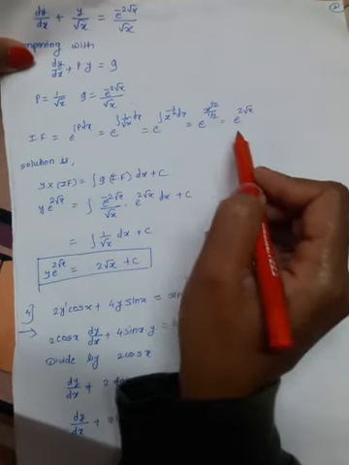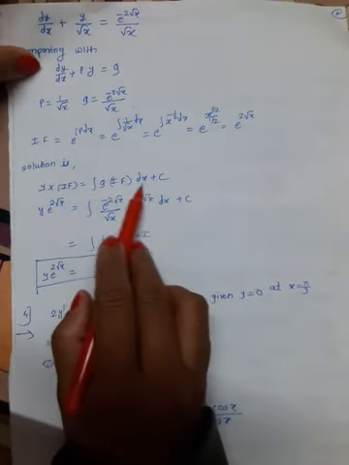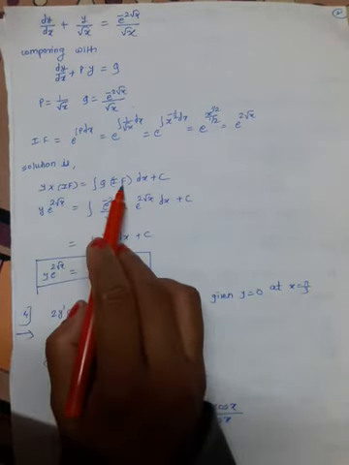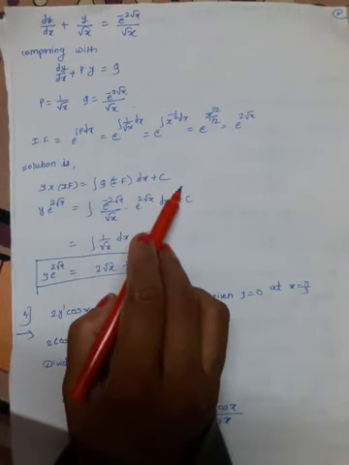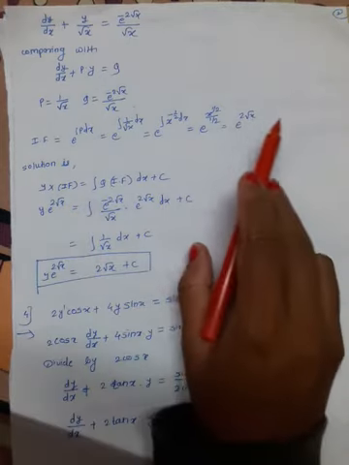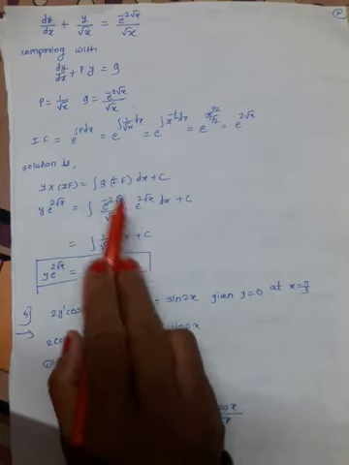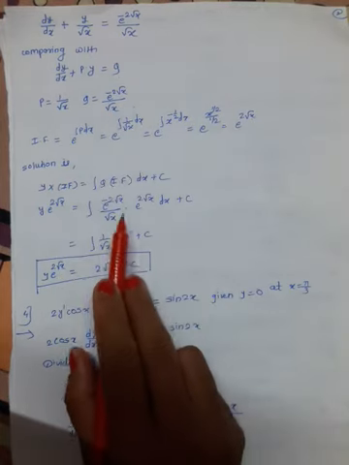Now put this value in the solution. The solution, as per the statement, is y into integrating factor is equal to integral of q into integrating factor dx plus c. Put this value, we get y into integrating factor is equal to the integration of this integrating factor into q. Q is this total term.